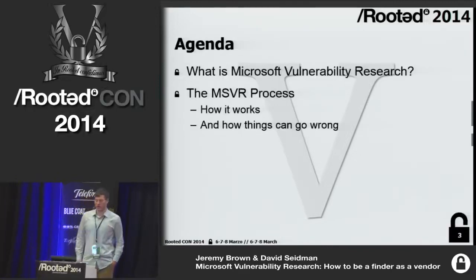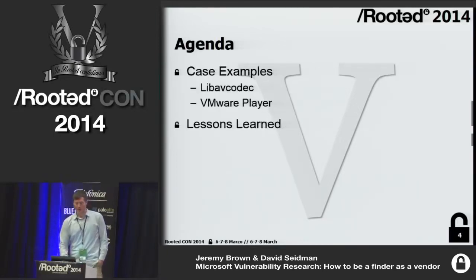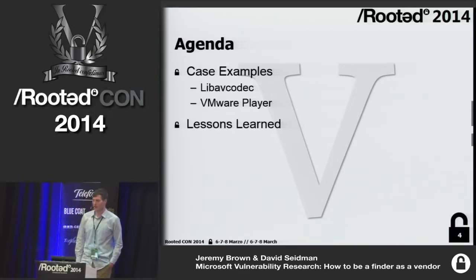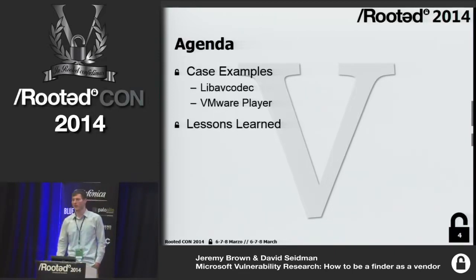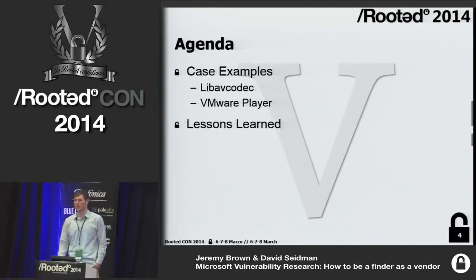So the agenda: what is MSVR, how the process works, and how things can go wrong. I know that's always interesting to people. You like seeing other mistakes and seeing how you can improve upon them from that. Also, a couple of case examples, a couple of bugs that were submitted through the MSVR program. I'm going to talk about some technical details behind those, how they were found, and how they were confirmed exploitable and all that stuff. And then some lessons learned about what we learned in the process so far.